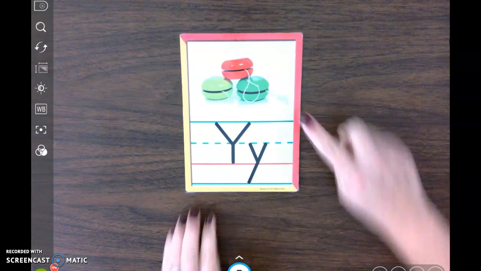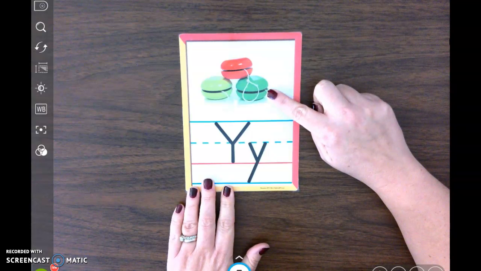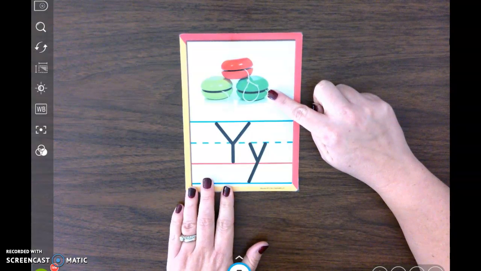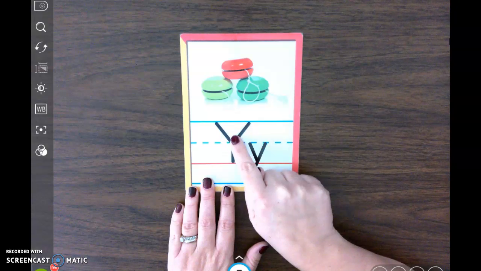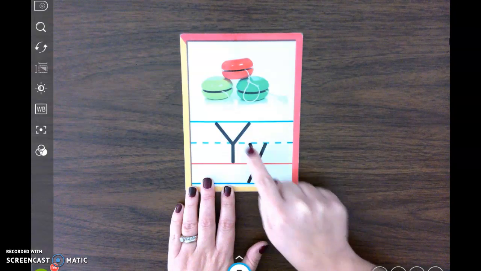We have a picture of a yo-yo here. You can hear that Y sound in the word yo-yo. Listen to it carefully. Yo-yo. Yesterday we learned the name of our alpha friend, Yetta Yo-Yo. Her first and last name start with that Y sound. Here is an uppercase Y and a lowercase y.